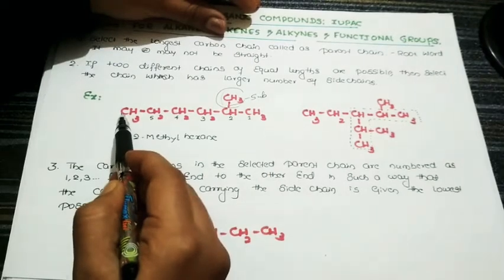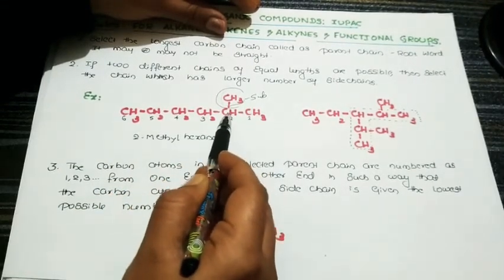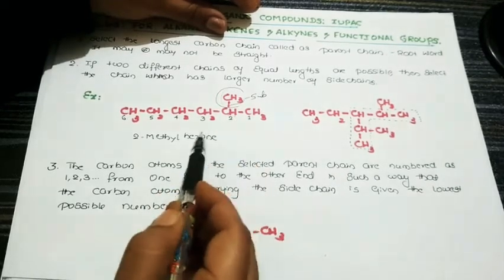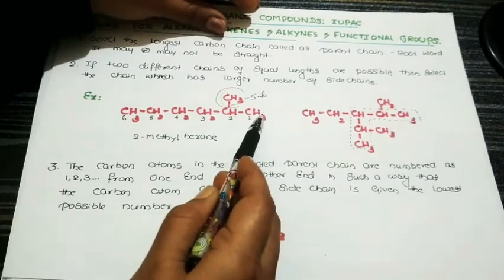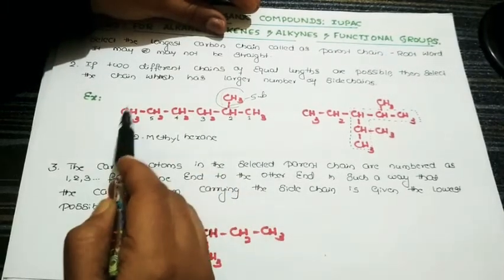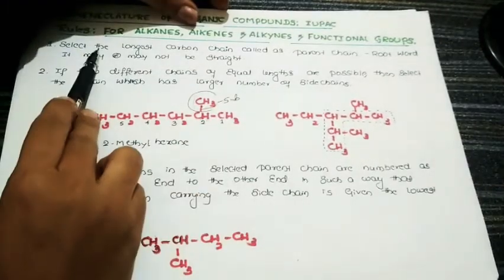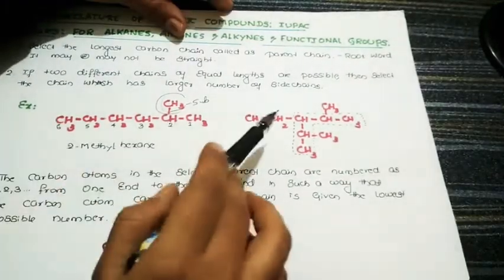Okay, but if I go this way, 1, 2, 3, 4, 5, the carbon to which the substituent is bonded will get the number 5, which is more than the number 2. So that's why I'm going to number from this way. That is what the third rule is telling. Now the first rule is completed, the third rule is completed. Now let us apply the second rule.